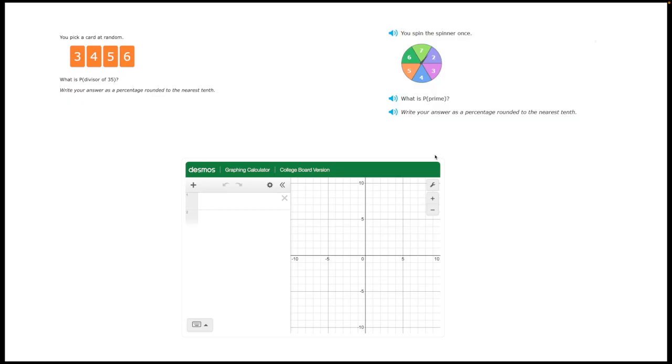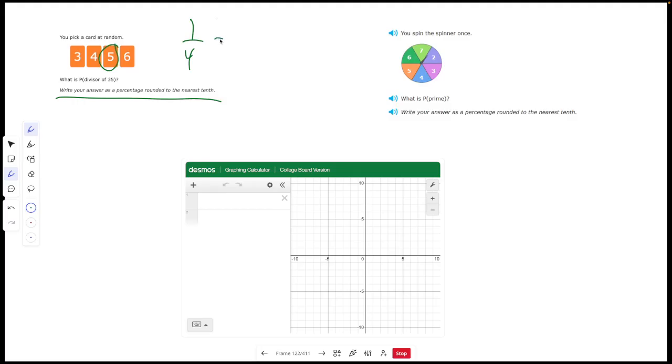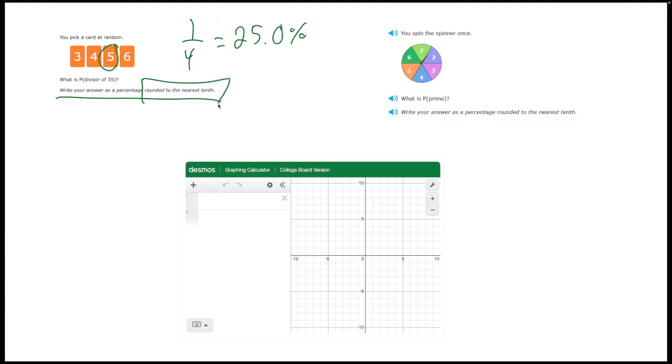Okay, now that you've had a chance to work these problems, let's take a look at your answers. What is the probability that you have a divisor of 35? Divisor, factor, okay, these are the same words. If you made your list, the only number that should have been on there was 5. So this is a 1 out of 4, and it said write your answer as a percentage rounded to the nearest tenth. So this would be 25.0% because it said rounded to the nearest tenth. So you can't just put 25%, it has to be 25.0%.